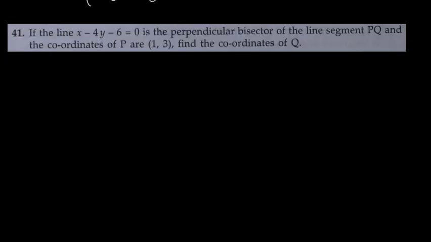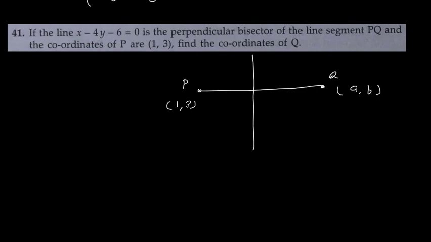Now the 41st question is, if the line x minus 4y minus k is 0 is the perpendicular bisector of the line segment PQ and the coordinate of point P is (1, 3), then find the coordinate of point Q. So this problem is the same as what we discussed just now. We have given here a point P and say here we have a point Q. Now the point P, we know the coordinate, it is (1, 3). The point Q, we don't know the coordinate, that we have to find out, so we can assume it as (a, b), and then it is given that there is a line like this, and this line bisects this PQ.